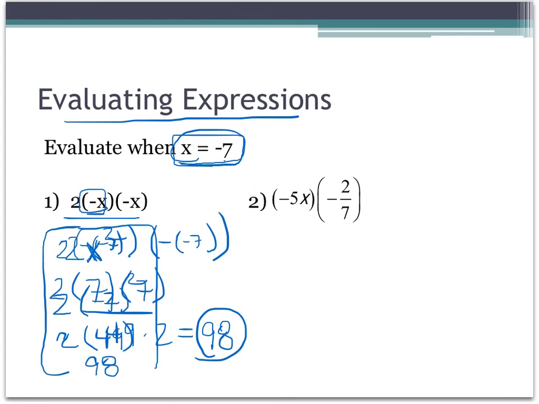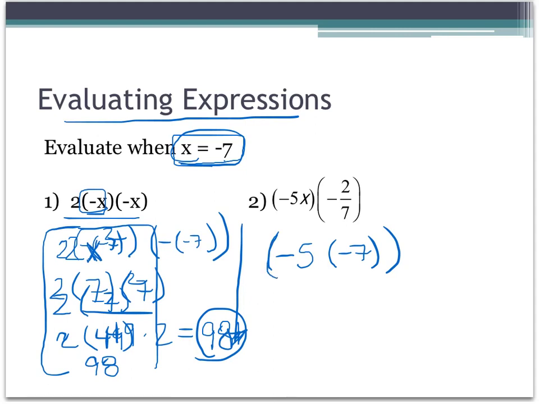In example 2, we have the expression negative 5x times negative 2/7. So looking at this, again, I want to substitute negative 7 in for x. So I'll rewrite it underneath, and this is kind of how we want you to show your work as well. Write down the problem and then show your work going down the page. That's the goal here. So I'm going to take negative 5. I'm going to multiply that times a negative 7.